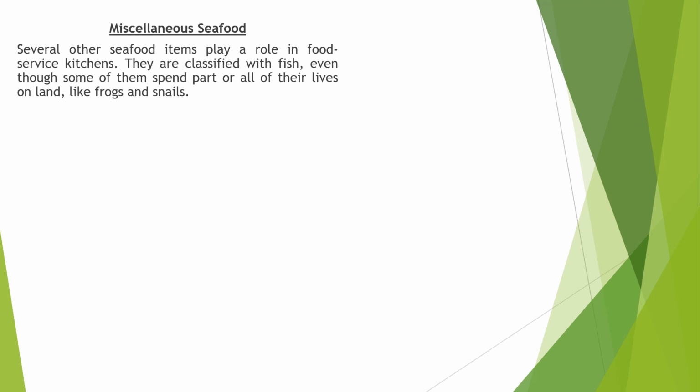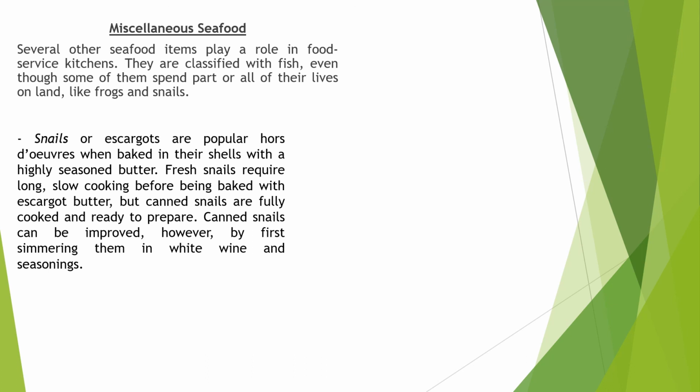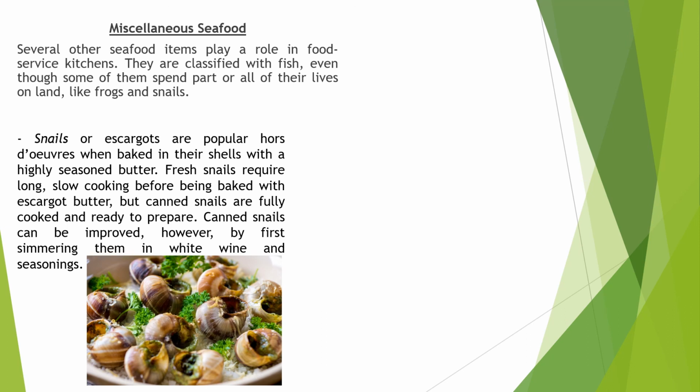The last part: several other seafood items play a role in the food service kitchen. They're classified with fish, even though some of them spend part or all of their life on land, like frogs and snails. Snails or escargots are popular hors d'oeuvres when baked in their shell with a highly seasoned butter. Fresh snails require long, slow cooking before being baked with escargot butter. Canned snails are fully cooked and ready to prepare. So the snails. And over here we have an example of a snail.